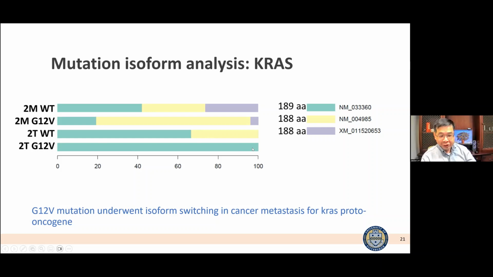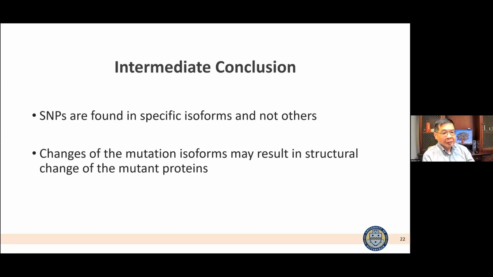However, for example, the wild type has three, and this one also has three. But the composition looked a little different. So the G12V mutation underwent isoform switching in cancer cells, basically a somewhat different route than KRAS. So it's not universal; it's basically gene specific, not a universal type of thing.